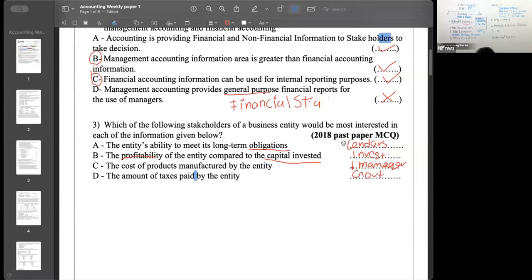Exactly. So the answer is going to be lenders or banks or financial institutions. Profitability is for the investors or basically the shareholders. The cost of products manufactured by the entity is for the managers, and the amount of taxes paid by the entity is going to be for the government. Okay.